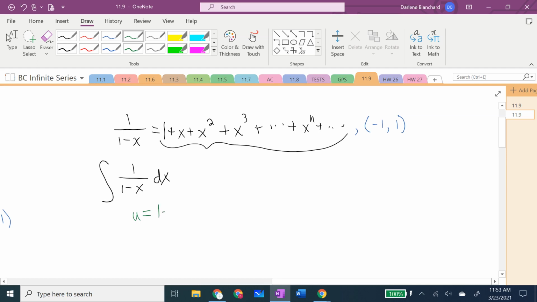All right, you're doing a U substitution. And then this becomes the integral of 1 over u times negative du. And so when we integrate, we get negative natural log of the absolute value of u, and we put the u back in.